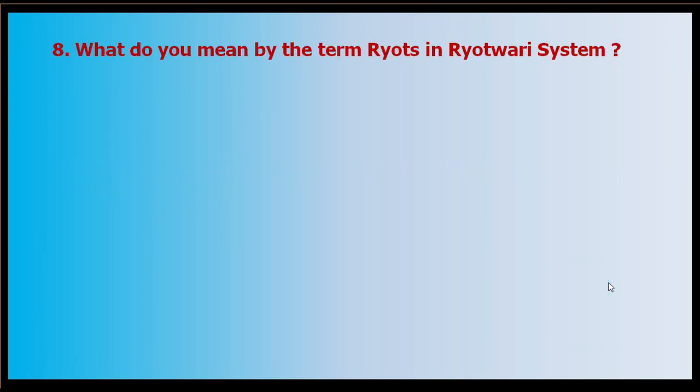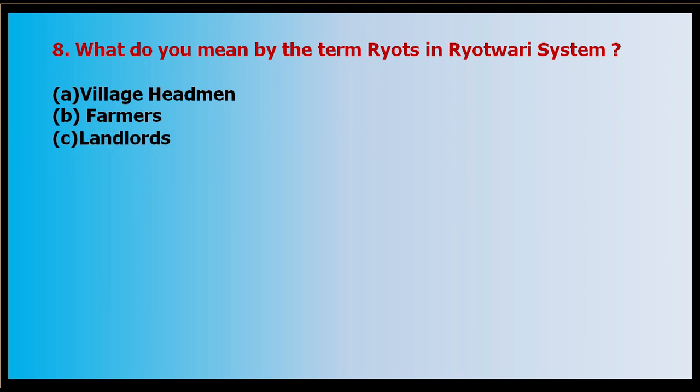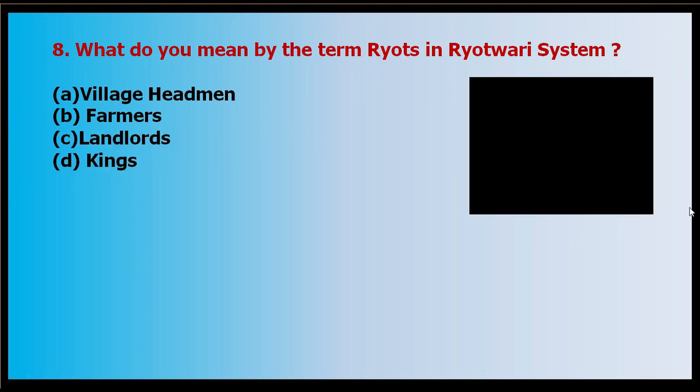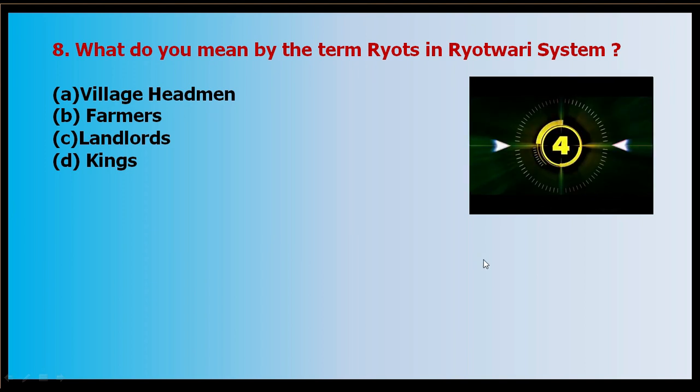Moving to question number 8. And here is question 8. What do you mean by the term Ryots in the Ryotwari system? Village headmen, farmers, landlords, or the kings. And your time starts now. Who were Ryots?